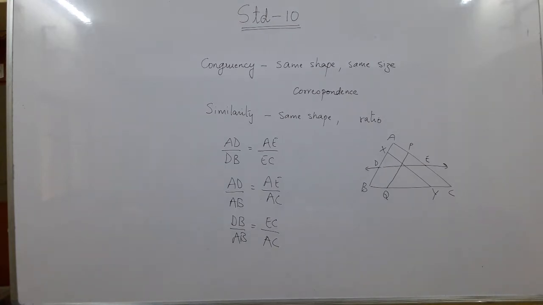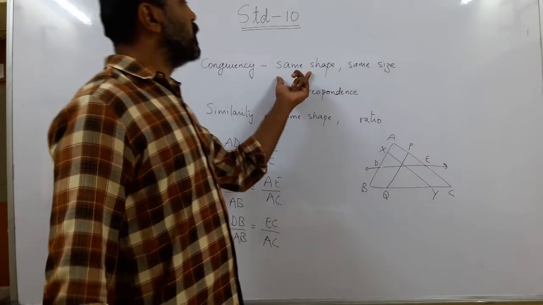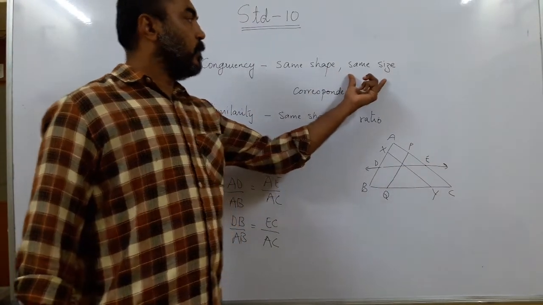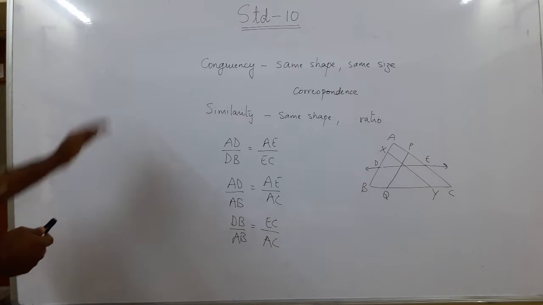Now, after exercise 6.2, we are going to move on to theorem 6.3. Before we go to it, we will see the criteria for similarity of triangles. What is the criteria? In congruency, again we will revise, there was criteria. Now again, what is congruency? It is the same shape and the same size. For congruency, we have taken 6 conditions.